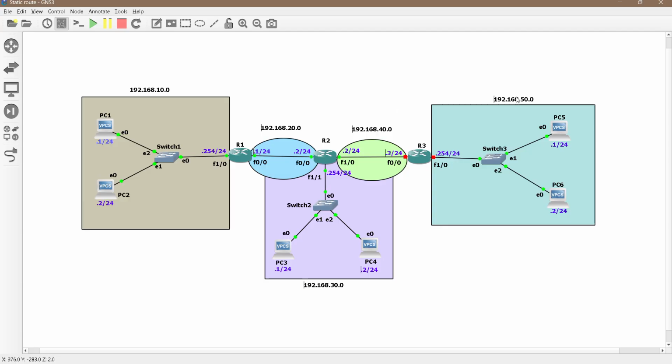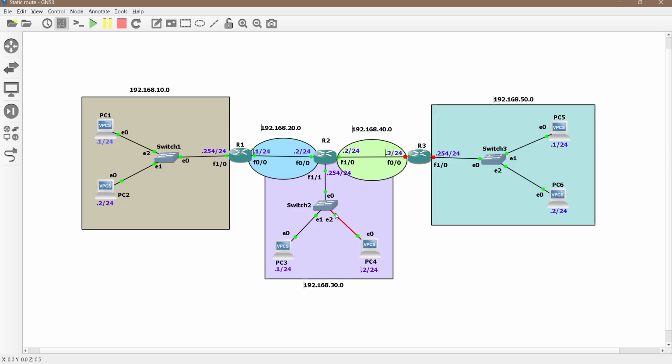And now for our 192.168.50 network, we will use the hop 192.168.40.3. So when we route this by our static route, we will use the command ip route 192.168.50.0 with its subnet mask 255.255.255.0, and the next hop for this is 192.168.40.3.